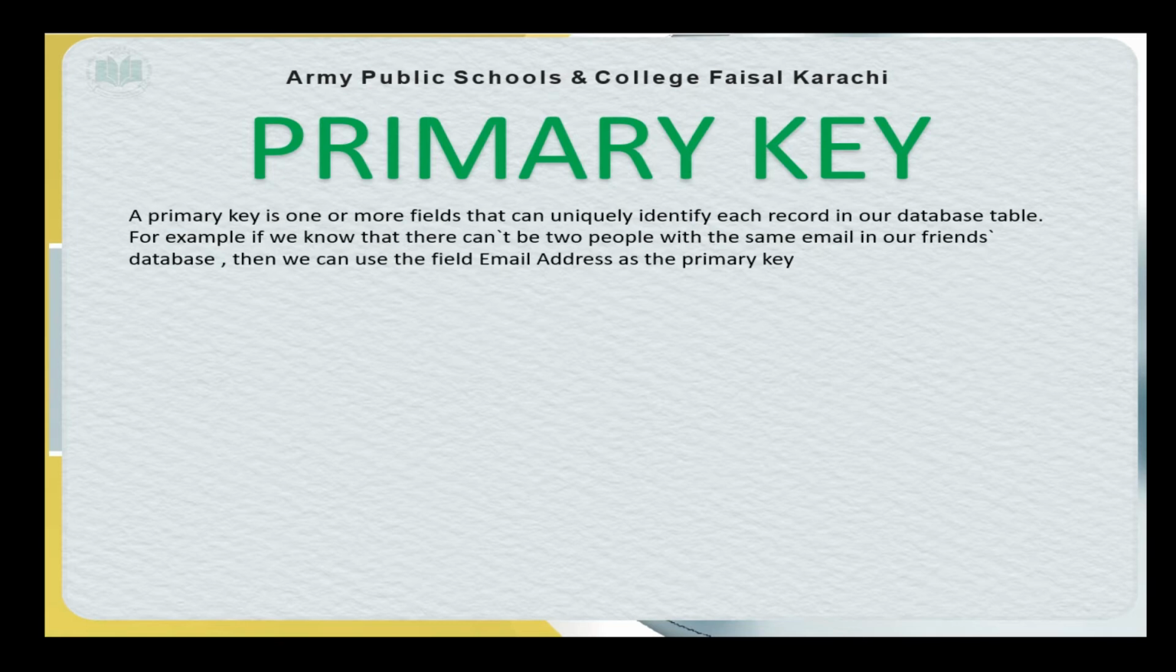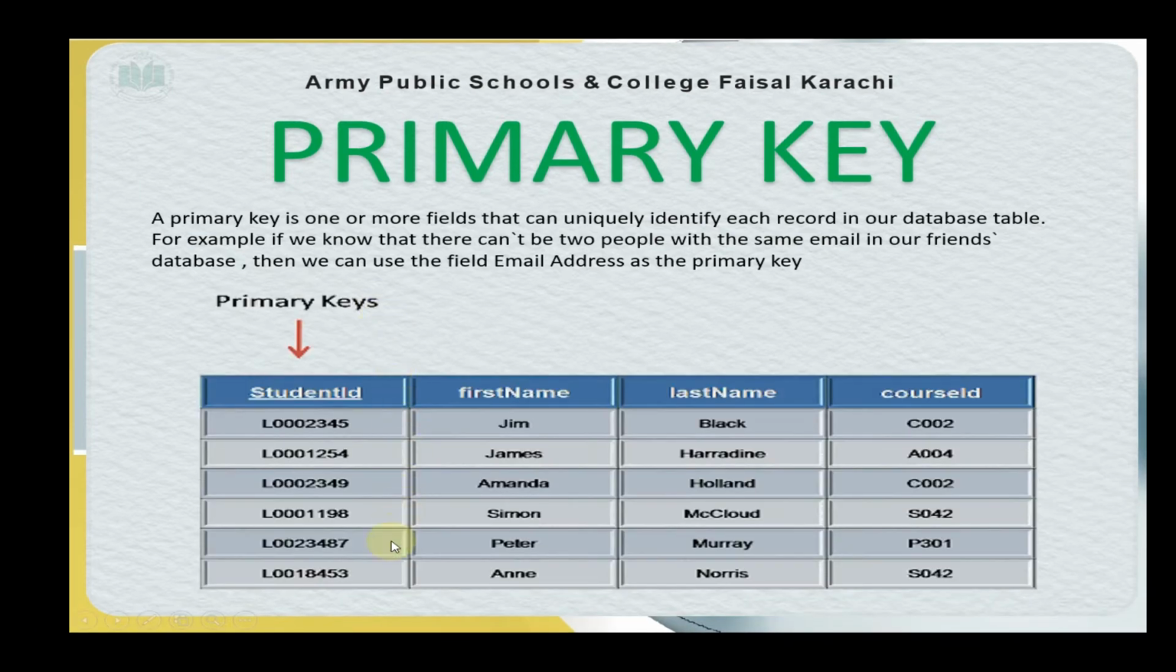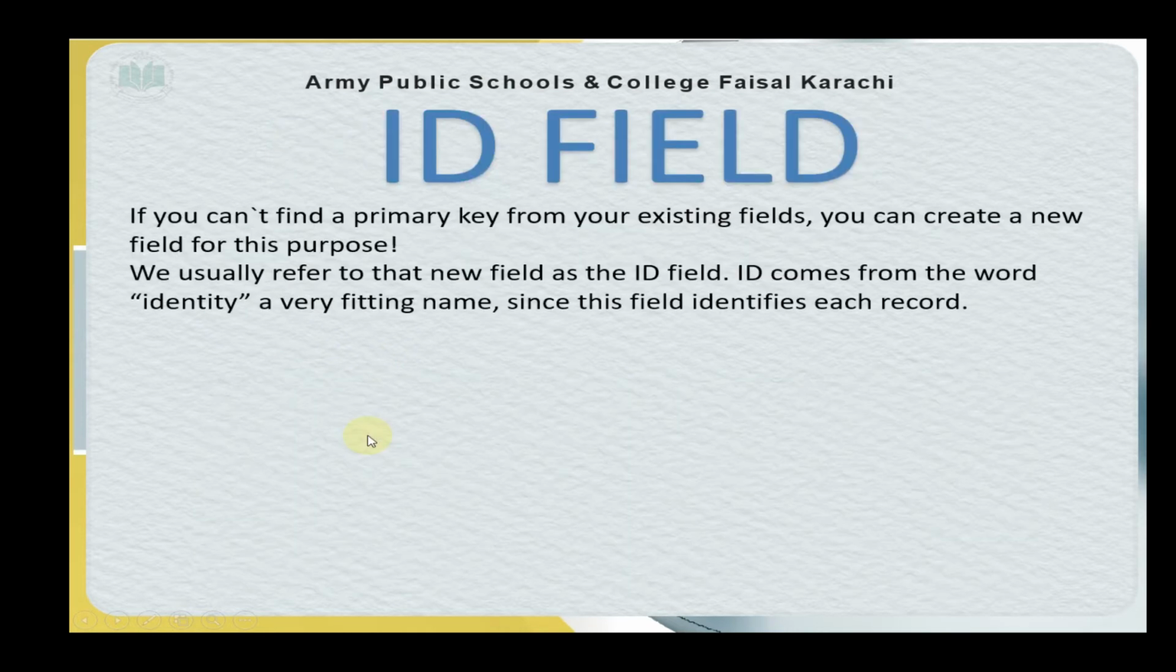Similarly, if we are absolutely certain that the combination of name and email address is unique for our friends, then the fields name and email address can be the primary key. The choice of the primary key depends on the data and the various restrictions we know to be true. Later on we will see how the primary key is used. These are the primary keys, and you can use a student ID as well. ID field.